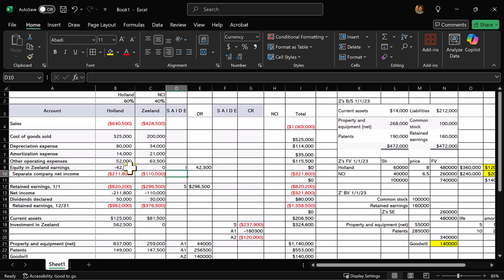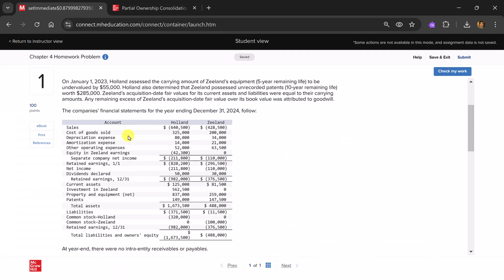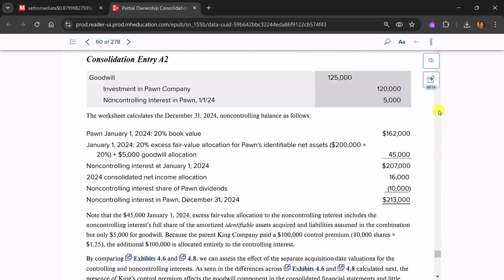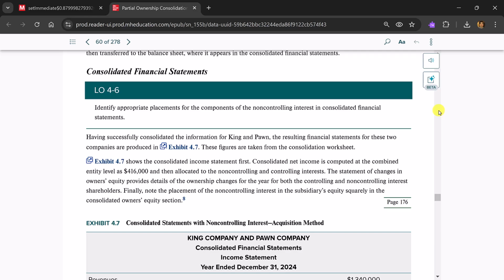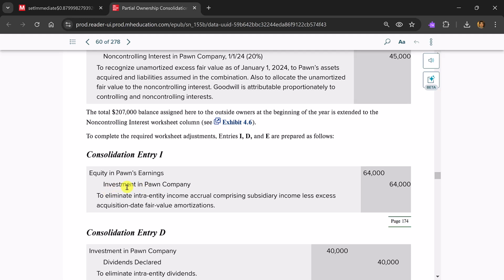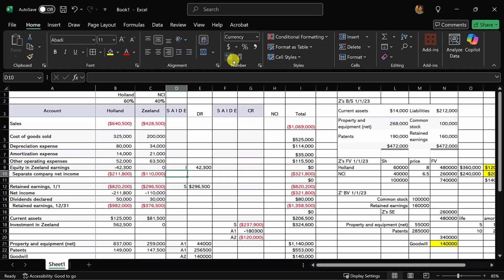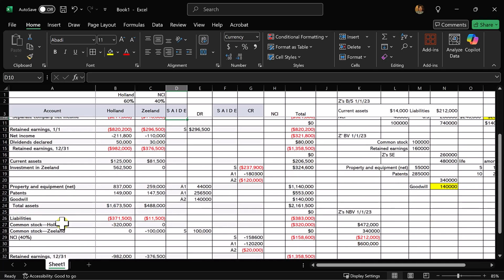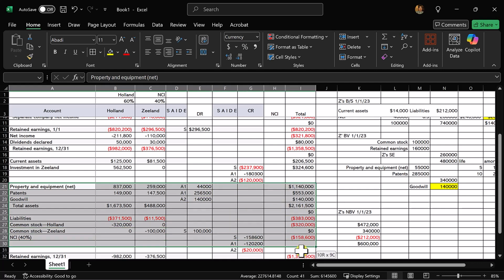Can't remember? Again, use your textbook as a reference if you can find it. Here's my textbook. Here is entry I. I got to go back to the bigger example here. Entry I, offsetting the investment asset account. This is probably the simplest journal entry, or really consolidating entry. And that is this asset here. And again, I need another row. So let's move everything down one more row.